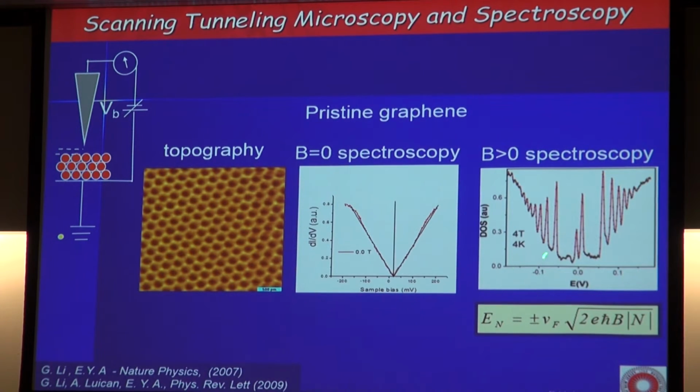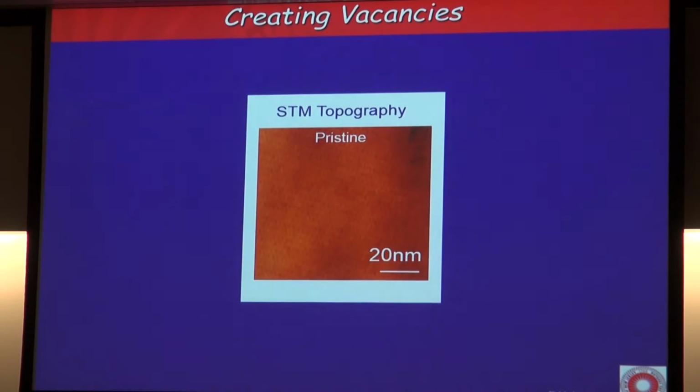And you can also measure the Fermi velocity. There's lots and lots of things that you can do. Now, how do we create vacancies? This is a sample before vacancies are there. It's pretty smooth. This is a large scale, so you don't see atomic resolution.